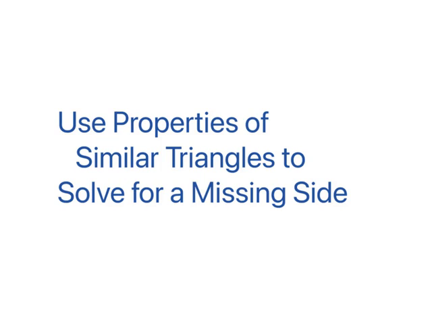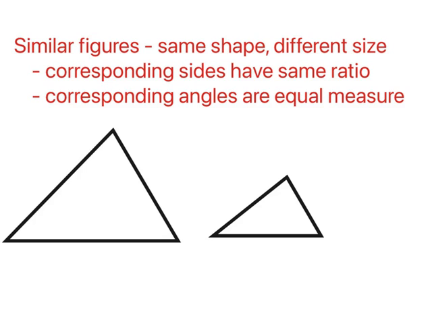Use properties of similar triangles to solve for a missing side. Similar figures means we have the same shape, but a different size. So look at these two triangles. This tells us that corresponding sides have the same ratio. So corresponding sides AB, and then let's just say CD and EF.